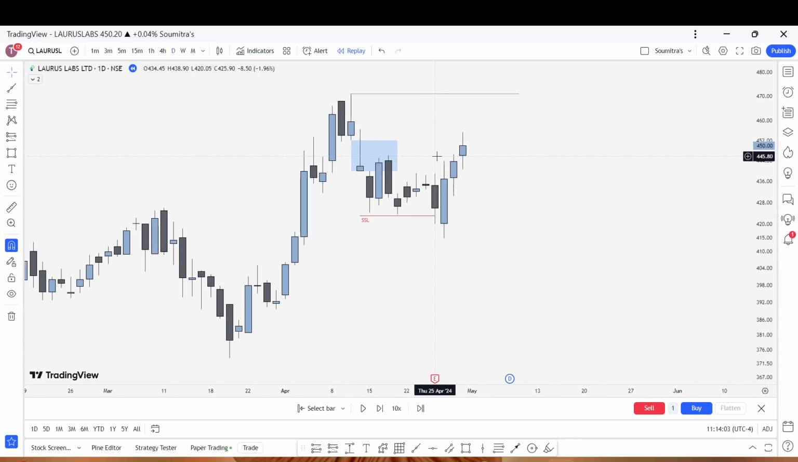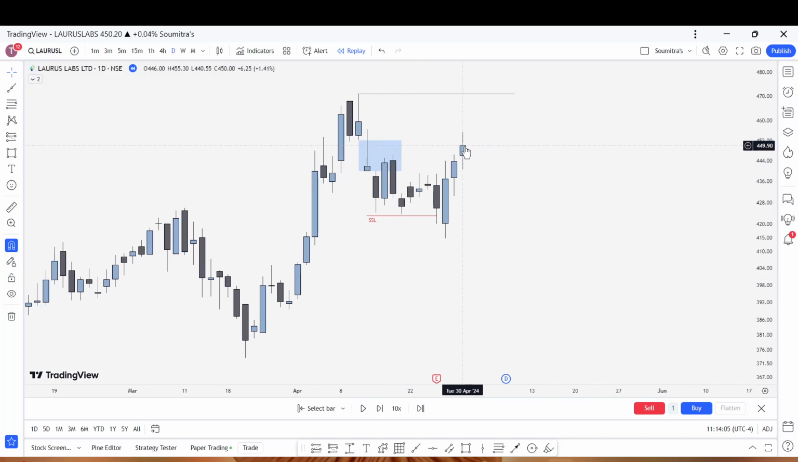Now if we just check the last day's candle, it is almost closing this inefficiency. So our prediction was that it will go further in the bullish direction. So based on that we are trading today.